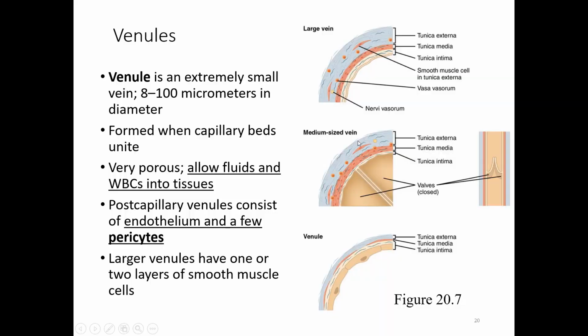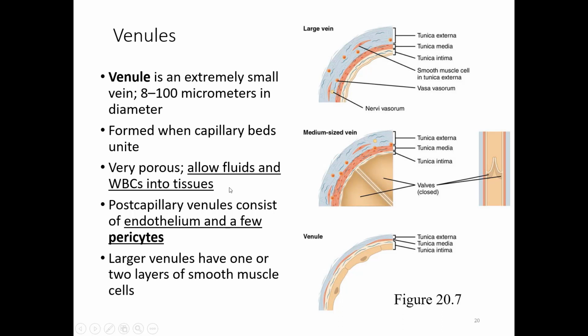Venules. Venules is a small vein. It means it's no more than 100 micrometers in diameter. And the venules are formed when capillary beds unite. All those tiny capillaries merge together and form venules.